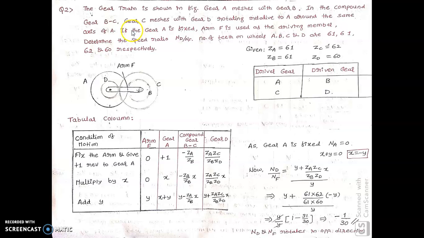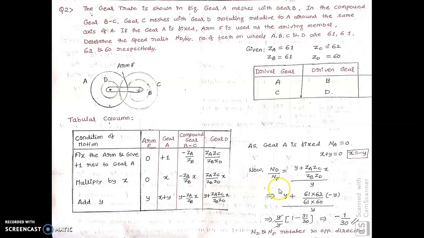Now we know that gear A is fixed. If gear A is fixed, it means x plus y is equal to 0, because this is the speed of gear A. If this is fixed, x plus y becomes 0, then x is equal to minus y. Clear? And we need to find the speed ratio ND divided by NF. That is the speed of this quantity divided by the speed of F, that is this quantity. So here ND by NF is equal to y plus this quantity divided by y.